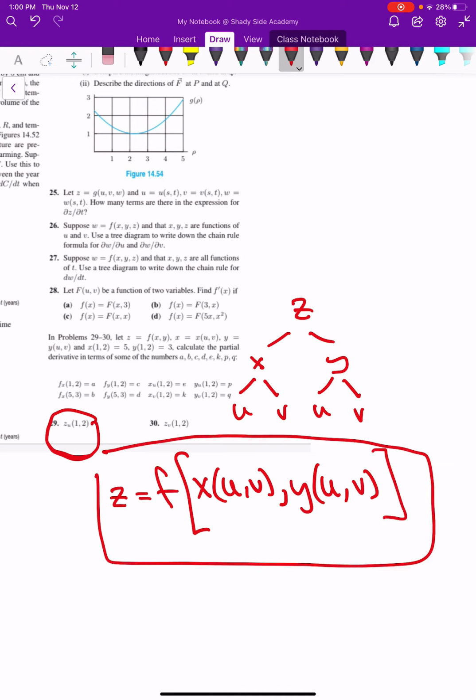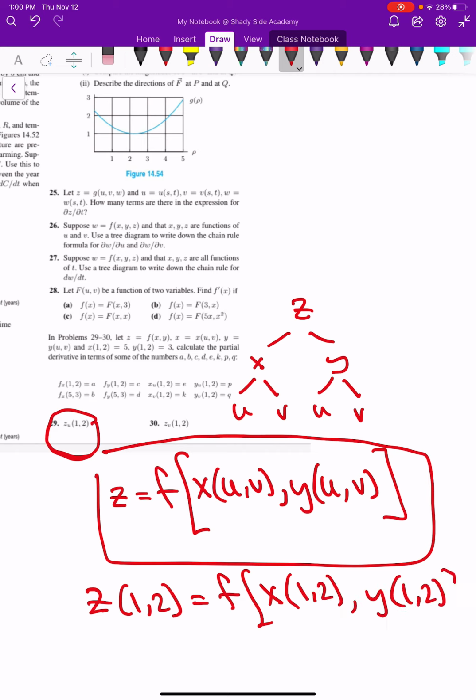Think about just what it means if you're looking at z of (1, 2). I guess I'm just going to give it away to you. This means f is then a function of, right? So just be careful here, okay? And then see if you can get to this particular partial derivative.